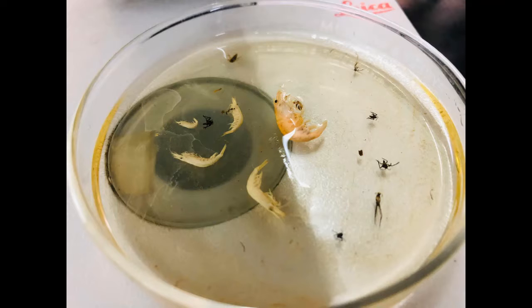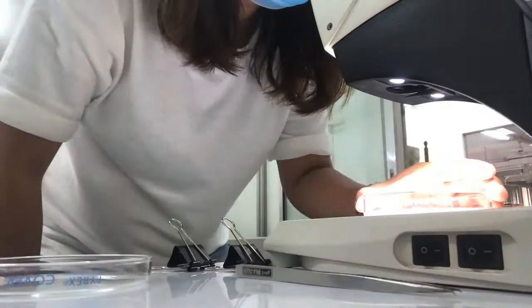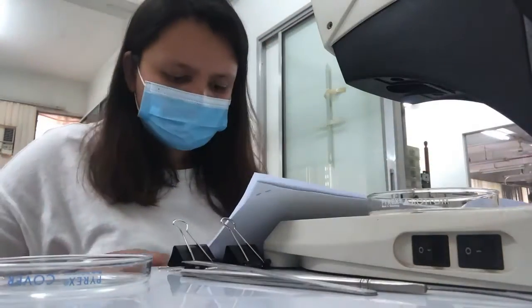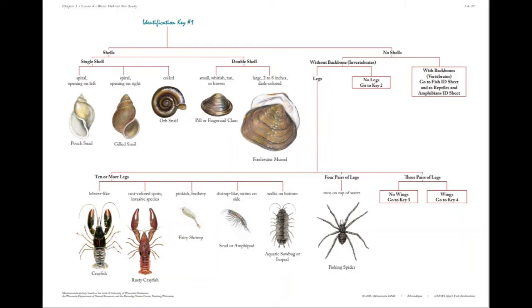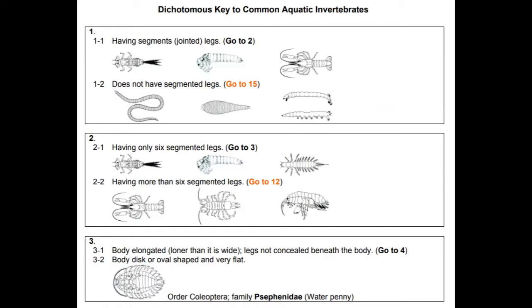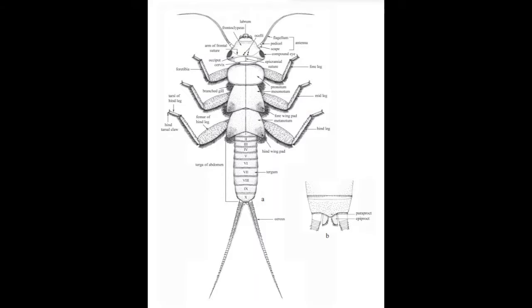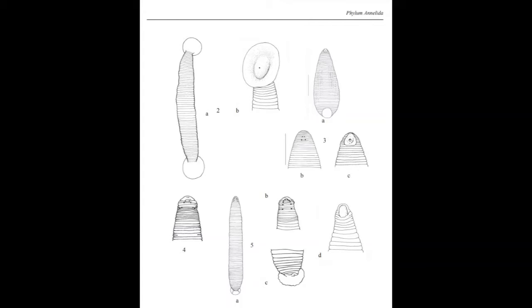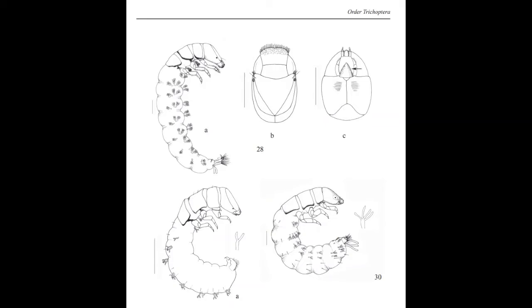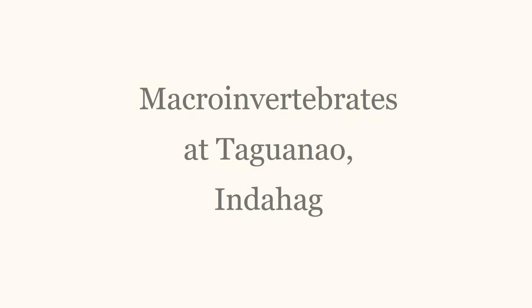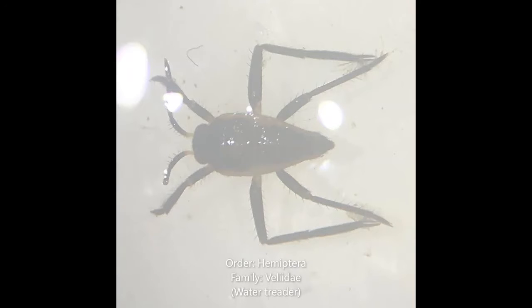Now it's time to identify the macros. We do this by comparing them to various taxonomies. The more, the better, to be accurate. I personally use the Identification of Freshwater Invertebrates of the Mekong River and its Tributaries, due to its comprehensive and detailed photos and descriptions of the macros. Here are some macroinvertebrates that we identified down to family.